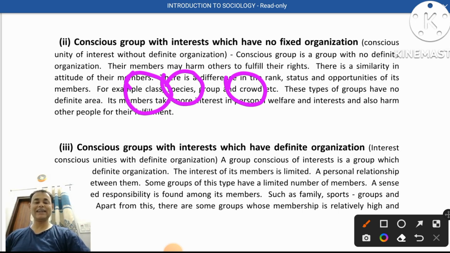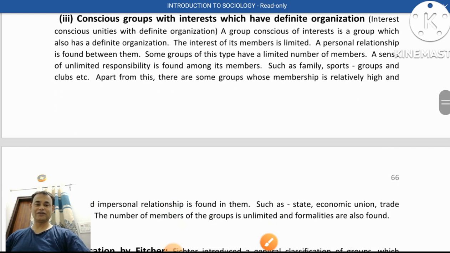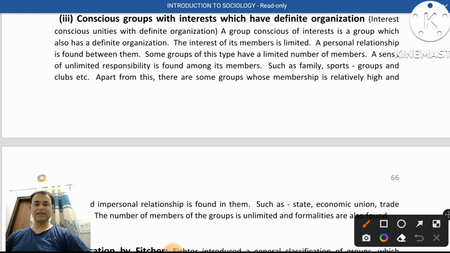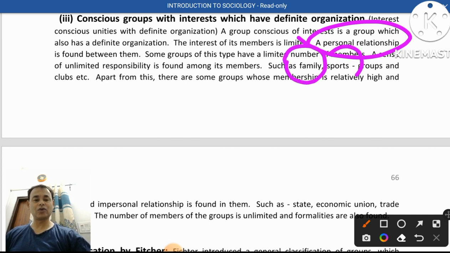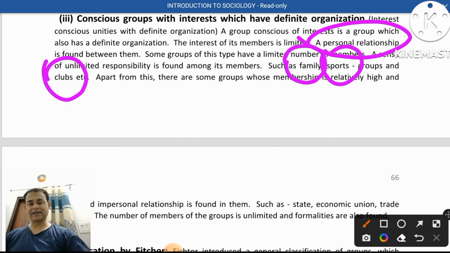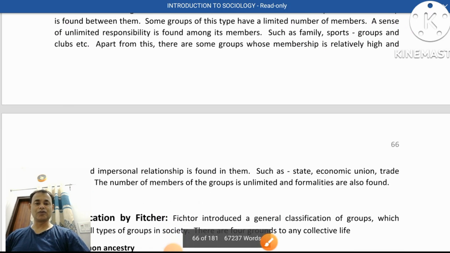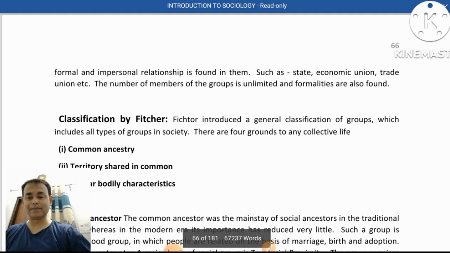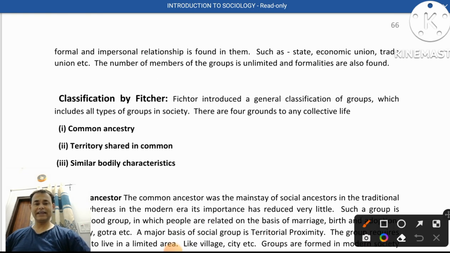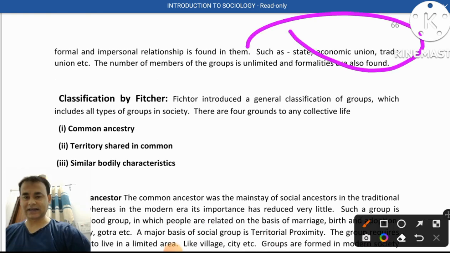But conscious group with interest which has definite organization. A group conscious of interest with definite organization, the interest of its members is limited. A personal relationship is found there, but in the above case that was not found. Some groups of this type have a limited number of members, such as family, sports group, club, etc. Apart from these, there are some groups whose membership is relatively high, and formal and impersonal relationships are found in them, such as state, economic union, trade union, etc.